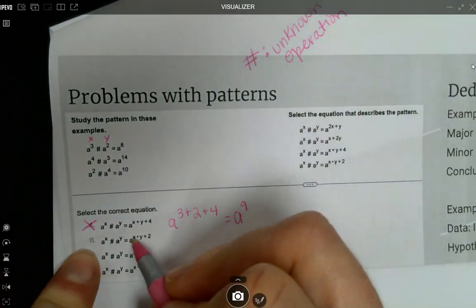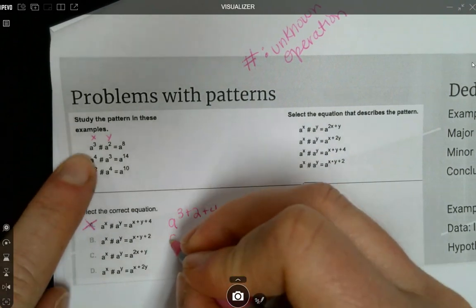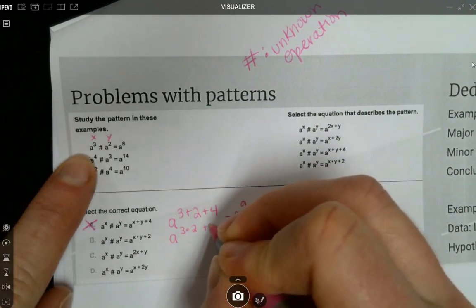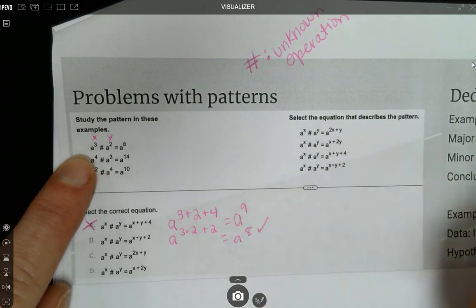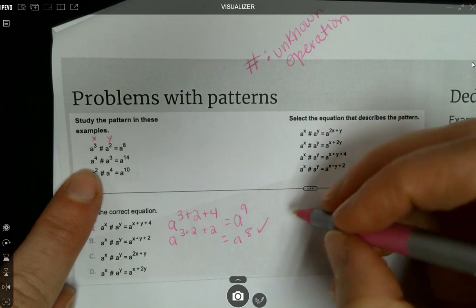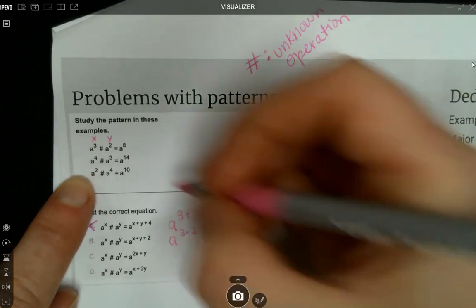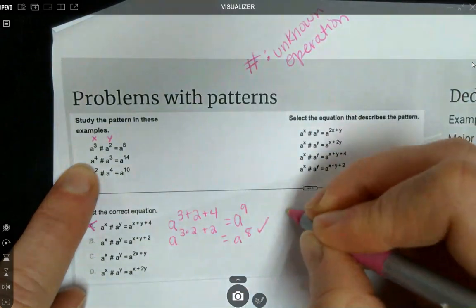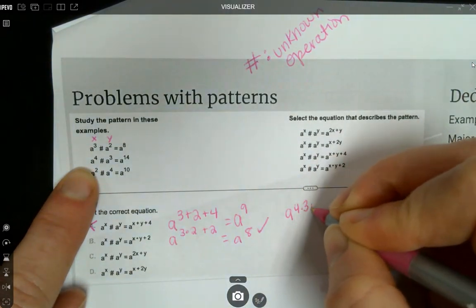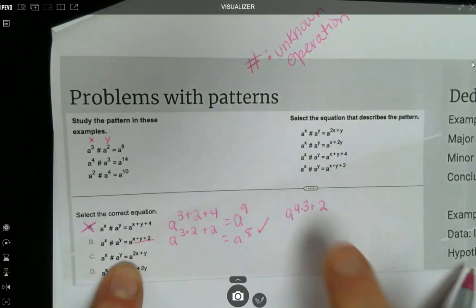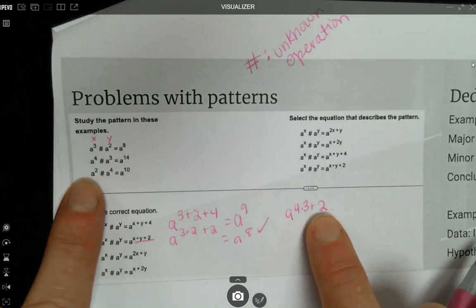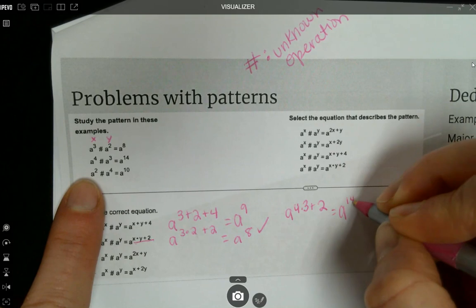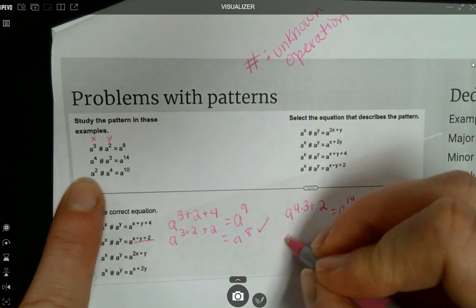The next one says x times y plus 2. So 3 times 2 plus 2. Order of operations says I need to multiply first. 3 times 2 is 6, plus 2 more is 8. That looks good, but I have to check all of them. So whenever I have 4 and 3, 4 times 3 plus 2 more. I'm doing the same operation, but with these numbers. 4 times 3 is 12, plus 2 more is 14, so a to the 14. So that's good.